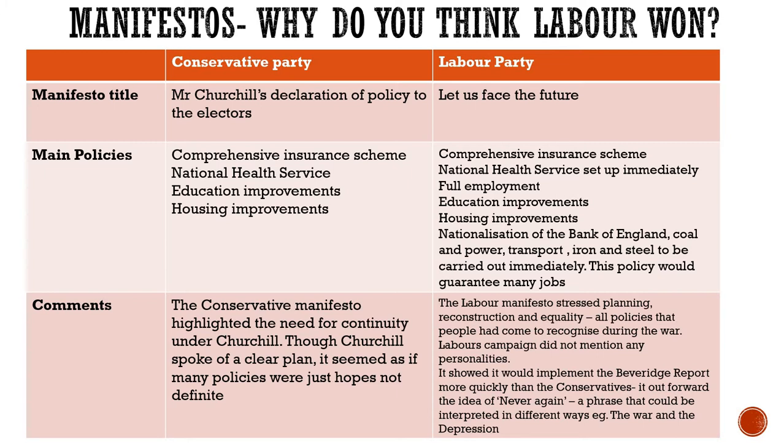Labour's campaign did not mention any personalities at all, whereas the Conservatives really focused on Churchill. And it showed it would implement the Beveridge Report, which we'll look at later on, more quickly than the Conservatives. It put forward the idea of never again, which could be interpreted in a few different ways. For instance, never again do we want to go to war and suffer because of that, but also never again do we want the Depression of the 30s. And of course, it had been a Conservative government in power during the Depression years as well.